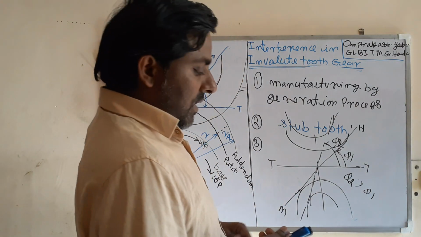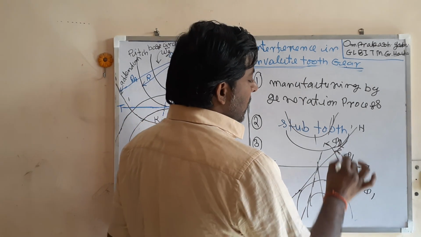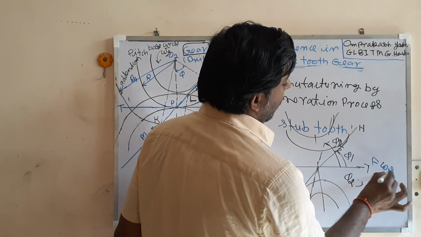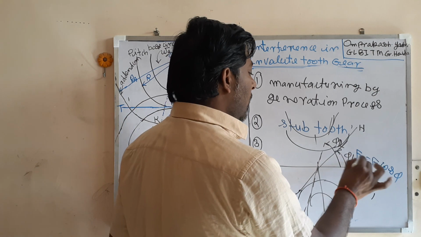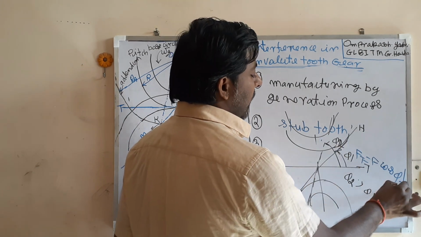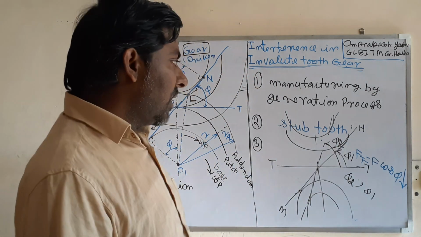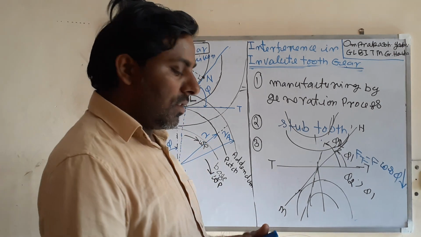But again there is a little bit of a problem. What is the problem? You know that the force transmitted in this direction is given by F cos phi. So this is the force transmitted from one gear to the other. If the pressure angle increases, the force transmitted will decrease. So that is another problem, and you cannot go beyond that limit. Or there is another method also.